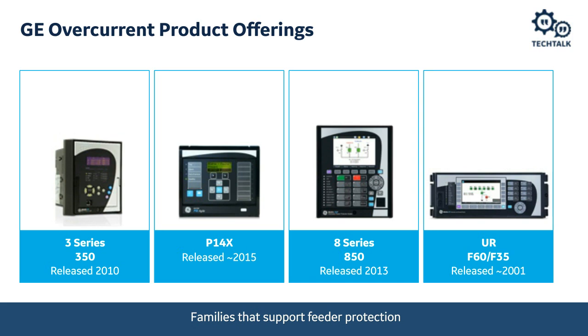The next family, moving to the right, is the UR family. The UR family is our workhorse family for transmission and generation. The 2 variants in that family that are targeted to feeder protection are the F60 and the F35. All the relays prior to this were draw-out construction. The UR is modular construction, and the UR has been around since 2001.